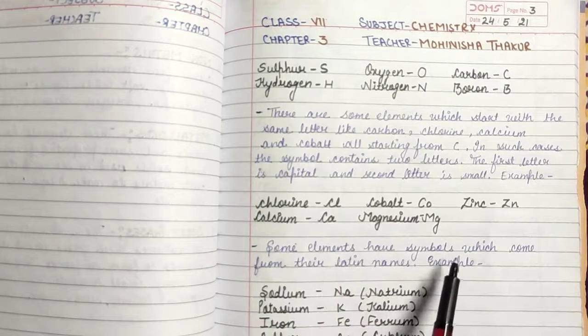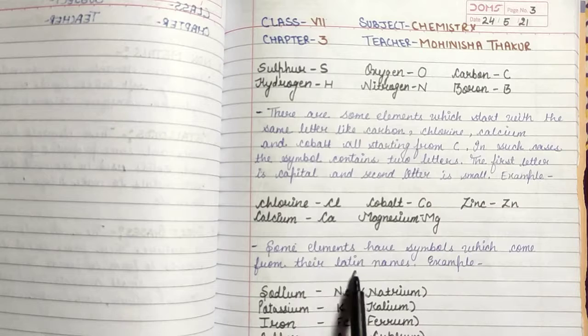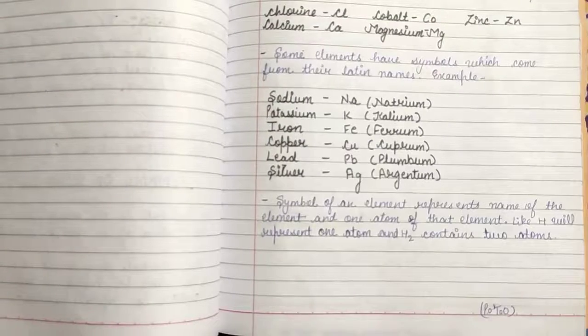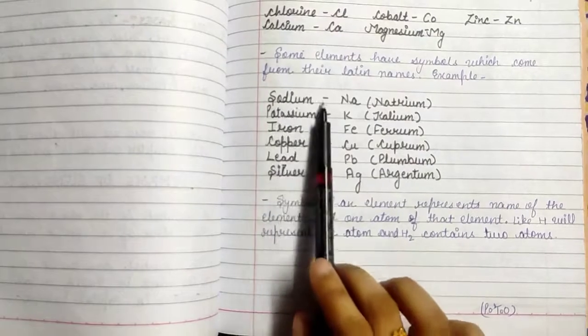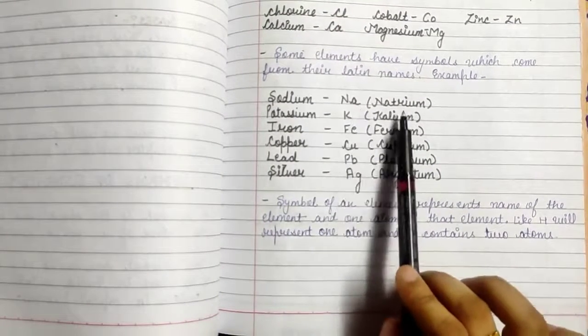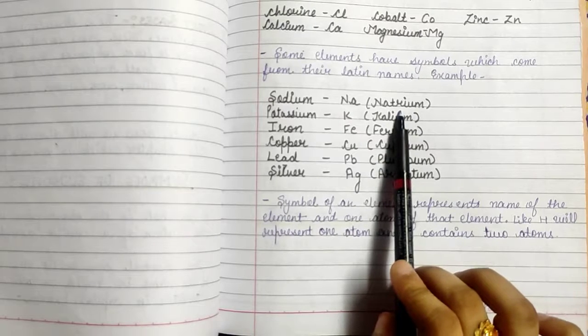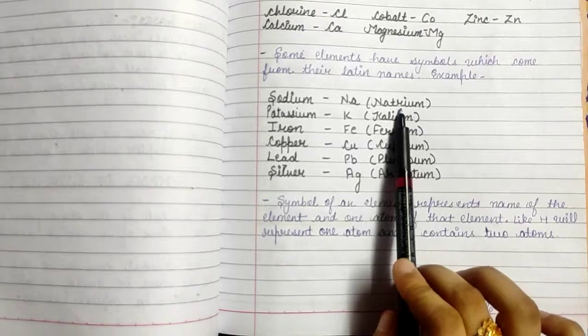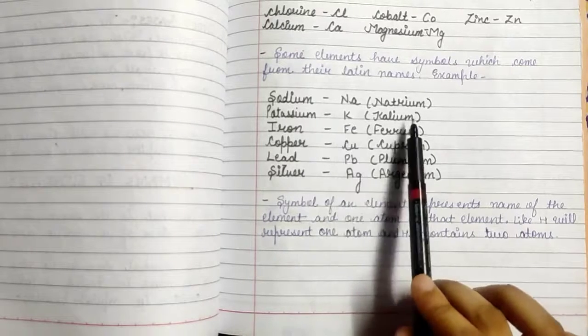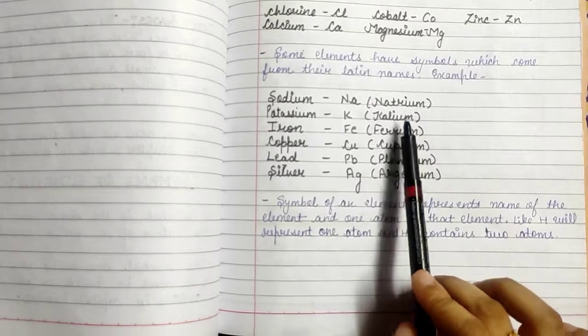Some elements have symbols which come from their Latin names. Example, sodium, that is Na, N capital, A small, that is natrium. The word comes from the Latin name natrium. Potassium, which is capital K, that is kalium.